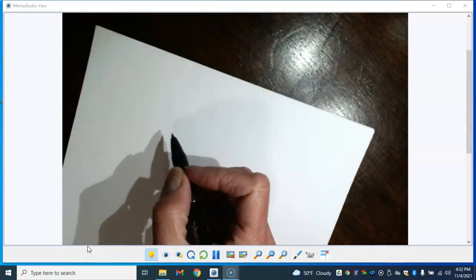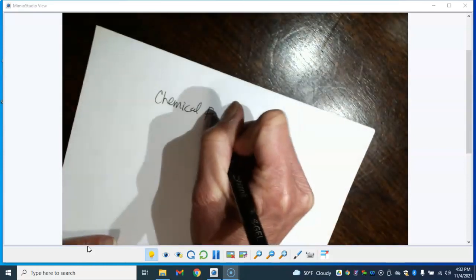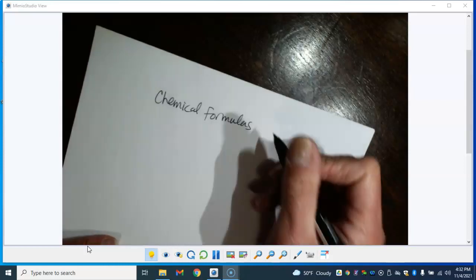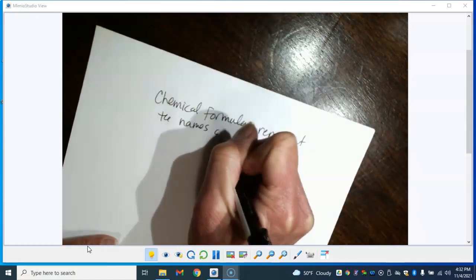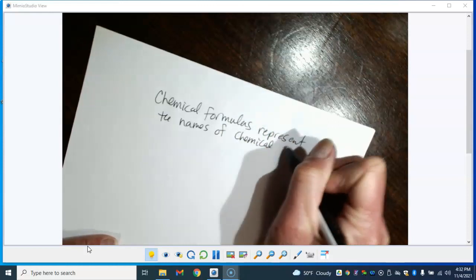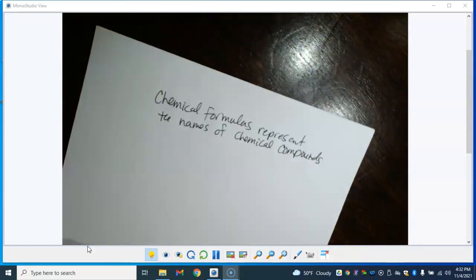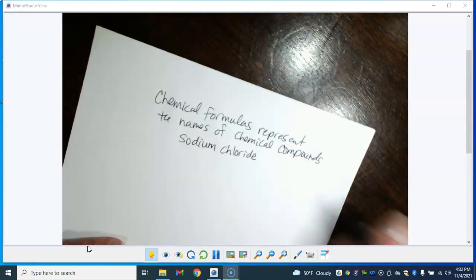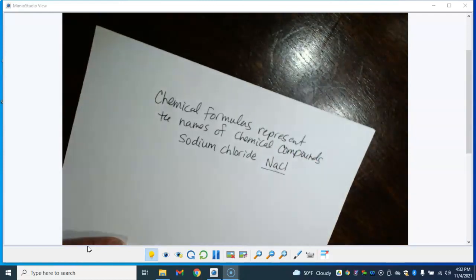First of all, I'm going to give you some examples of chemical formulas. Chemical formulas represent the names of chemical compounds. It's kind of like a shorthand way of writing the name. Instead of having to write out sodium chloride, we can shorten it up with the chemical formula NaCl. So this is an example of a chemical formula.